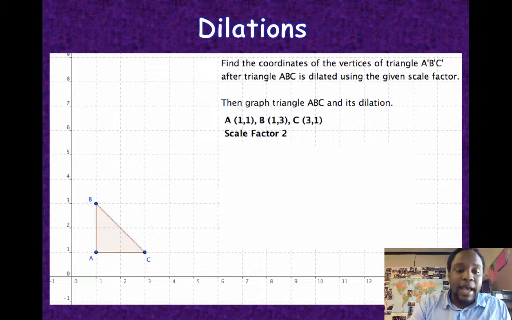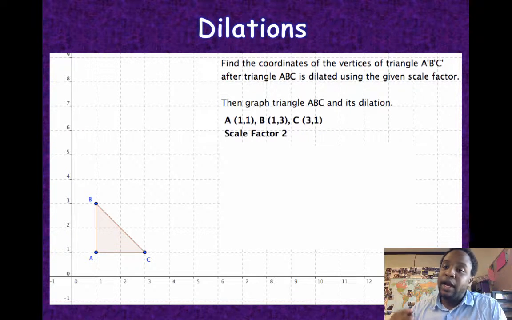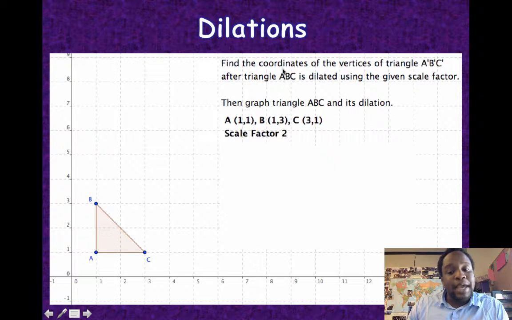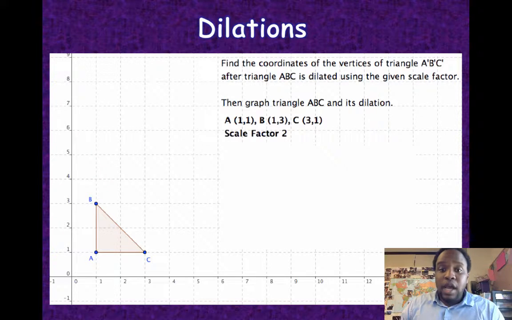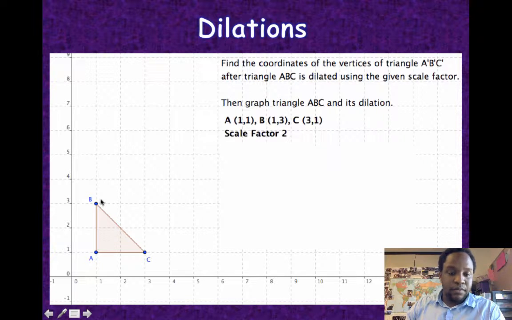So we have a coordinate grid, and we need to find the coordinates of the vertices of triangle A prime, B prime, C prime. Remember, A prime, B prime, C prime means the transformation taken from ABC. And before, we might have translated it or reflected it or rotated it, but now we're going to dilate it. We are given that A is (1, 1), B is (1, 3), and C is (3, 1). And we're going to have the scale factor of 2.